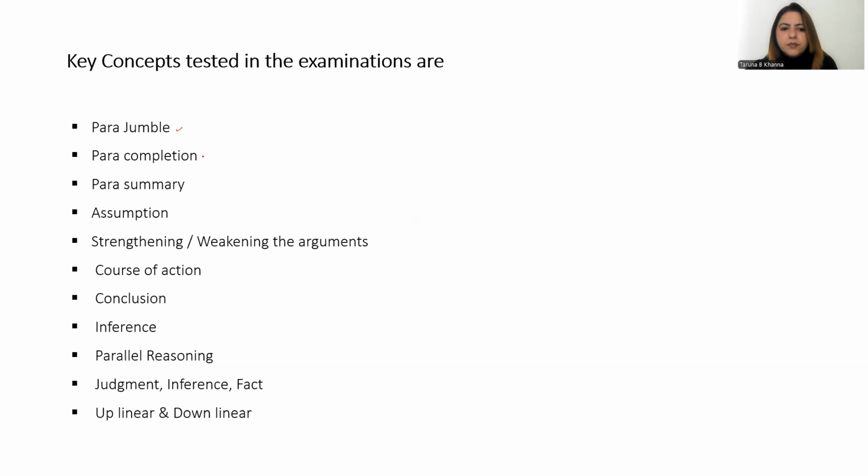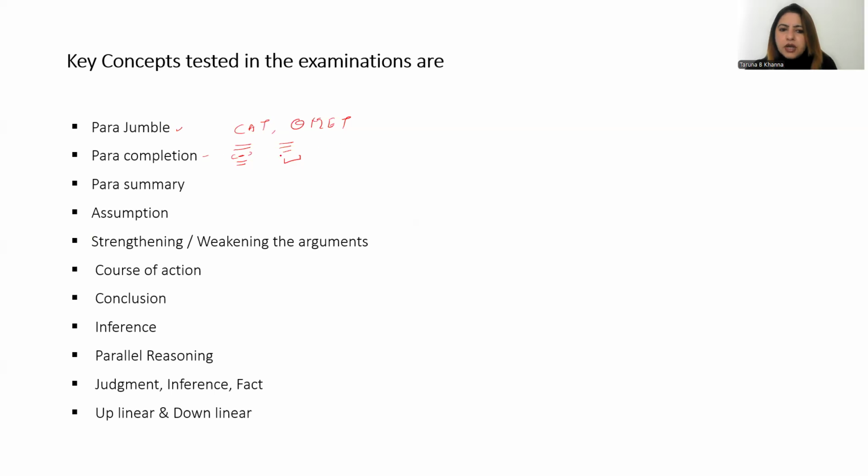Then there is paracompletion. Both parajumble and paracompletion you happen to see in CAT also, and they can be there in other management entrance tests also, right, or METs also. Paracompletion in specific is any paragraph with some piece of information missed or omitted from anywhere, maybe in the beginning of the paragraph or maybe at the end of the paragraph.